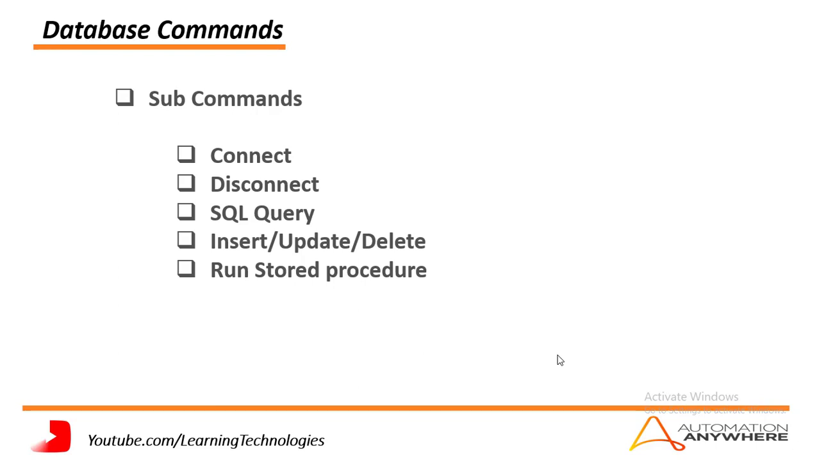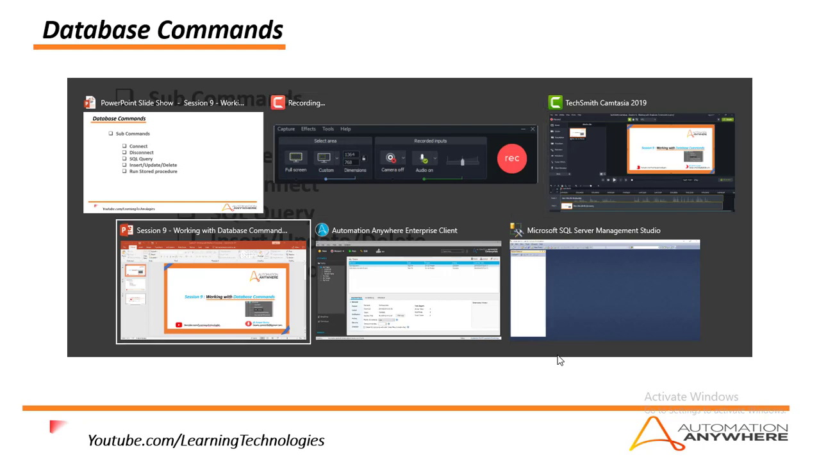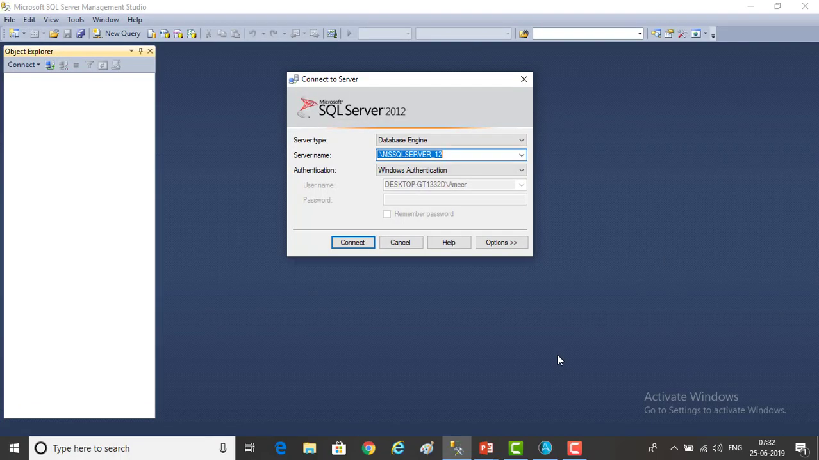Now I will show you practically how to do that. Let me switch to SSMS, nothing but Microsoft SQL Server Management Studio. Before showing you Automation Anywhere, I will show you a few of the steps that I'm going to do by using this SSMS. The first thing is the server type, the server name and the authentication. While installing this SQL Server 2012, I explained in the previous sessions how to install it on your local, in your local server.